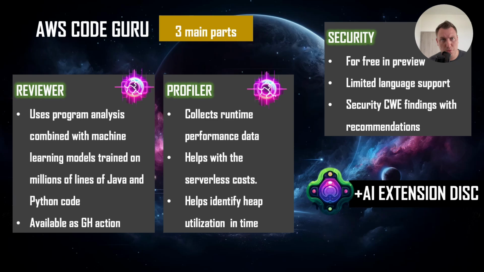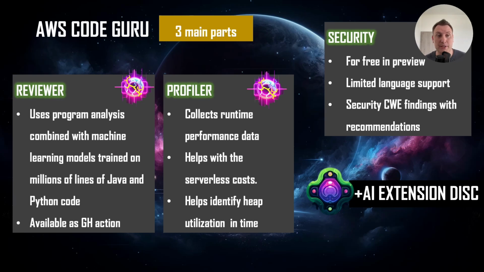So we'll move with our spaceship a little bit further. I'll talk about AWS CodeGuru. It has three main parts: Reviewer, Profiler, and Security. Reviewer basically uses program analysis combined with machine learning. Yes, with machine learning, not with LLM. Machine learning is something else, and it's also very good to mention that because people tend to confuse that even when they think that they're experts in the field and they are not.